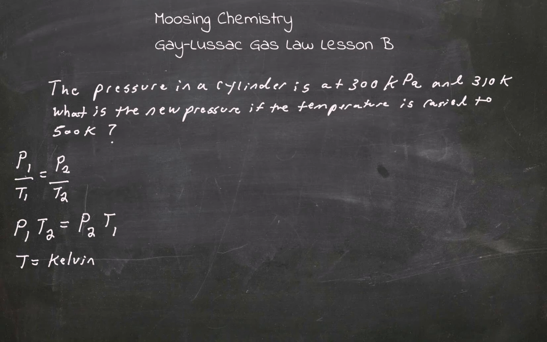All right, so let's go ahead and set this problem up. The pressure in the cylinder is at 300 kilopascals and 300 Kelvin. What is the new pressure if the temperature is raised to 500 Kelvin? All right, so what we're going to do is figure this out. First thing I want to do is write down P1 T2 equals P2 T1. Then I want to put right here P1 T2 P2.